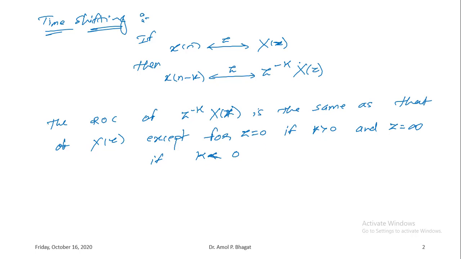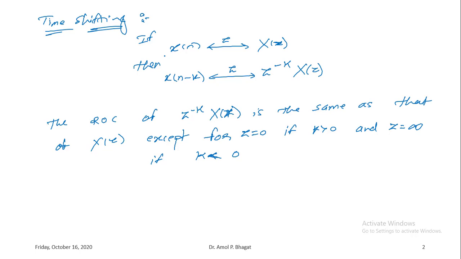And if k is negative, that means this sign will be plus, right? So it will be z to the power k simply, right? And if I'm substituting z is equal to infinity, then the whole value will be infinity. So therefore for negative values of k, z is equal to infinity will not be included in the ROC, right? So that is the time shifting property.